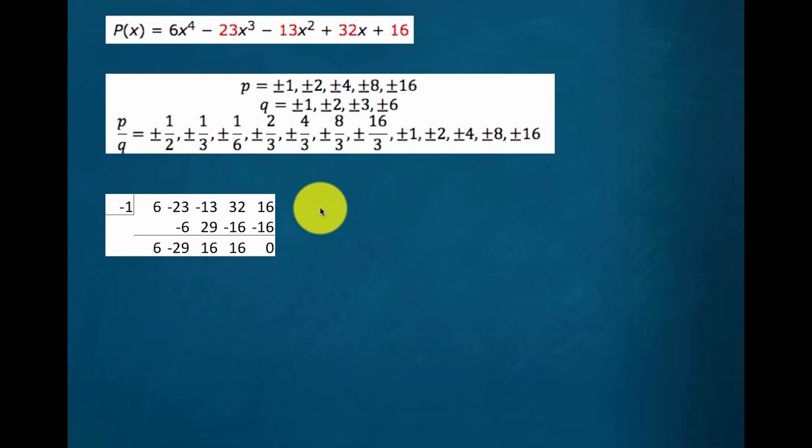Now the thing that we'll want to do is choose one of them and do a synthetic division. And we would do that by putting the minus 1 here and then listing the coefficients for the polynomial: 6, minus 23, minus 13, 32, and 16 we have here.